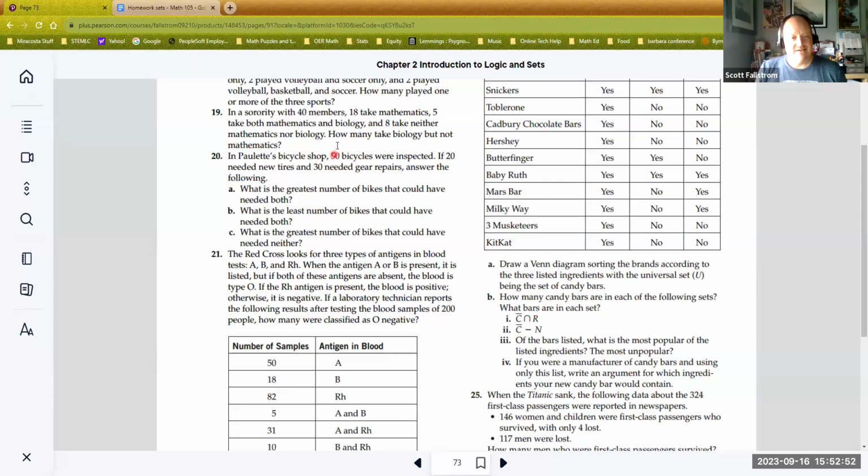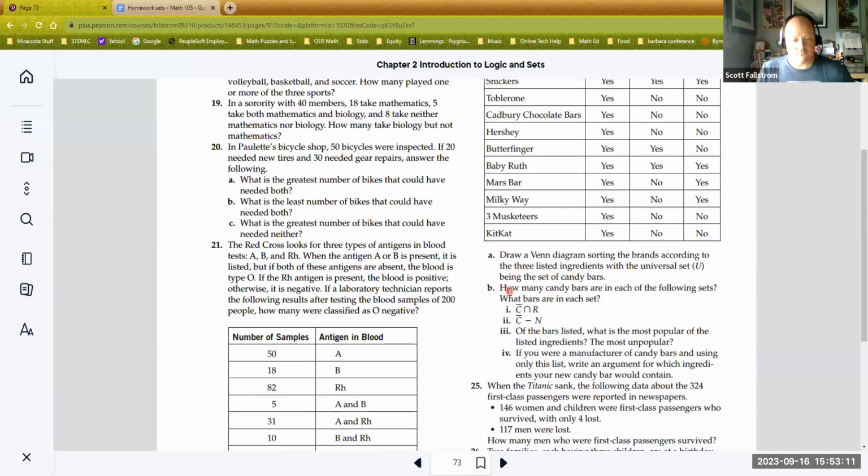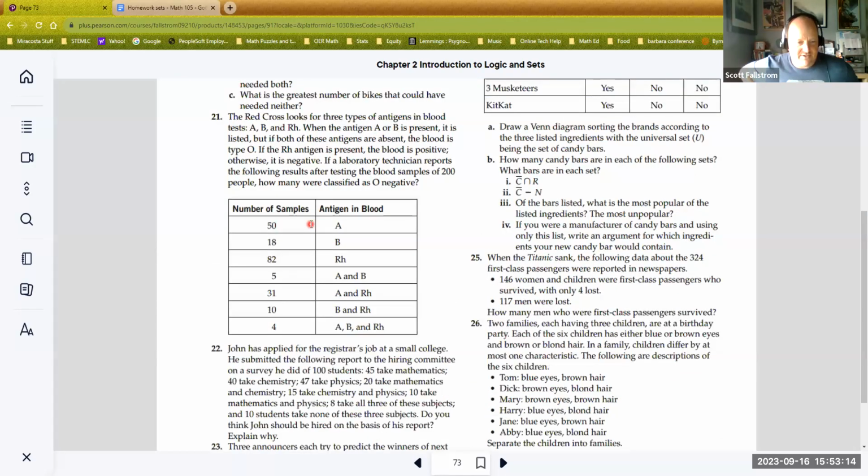Okay. So for a test, I could see myself maybe changing this to a 40. Why wouldn't I? What if there were only 40 bicycles that were inspected? 30 needed gear repairs and 20 needed new tires. Well, that right away tells you there had to be some of both. Doesn't tell you how many, but there had to be some of both. Okay, so there's one. What else do we have here?